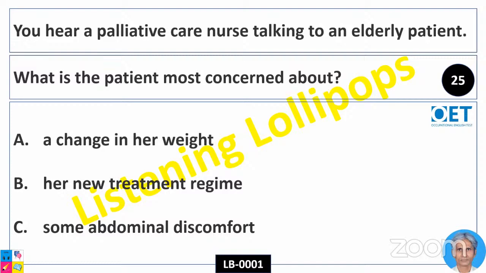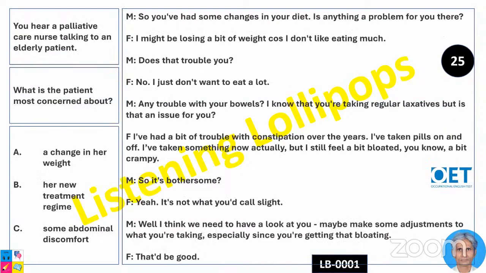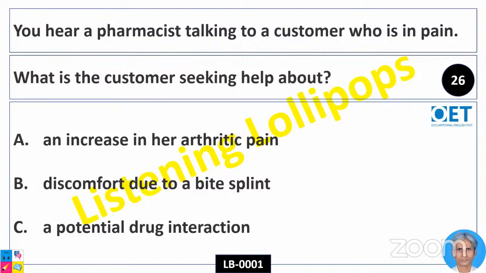Question 26. You hear a pharmacist talking to a customer who is in pain. Now read the question.